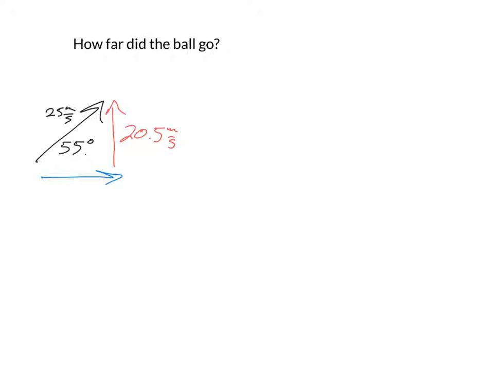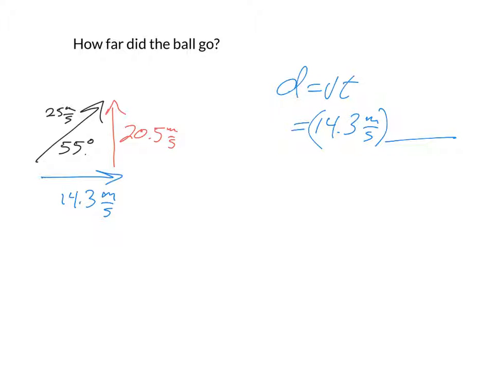All right, now I need to know how far it went, and I need my horizontal velocity, so 25 times the cosine of 55, and I get 14.3 meters per second. D equals VT. My V is 14.3, we just did that. Now I need a time. The time I'm going to steal from the vertical.